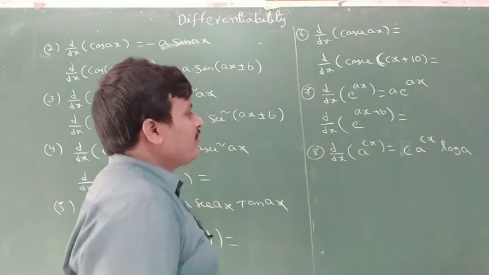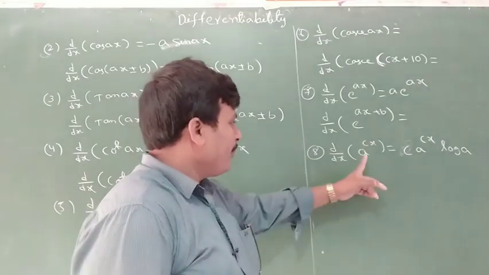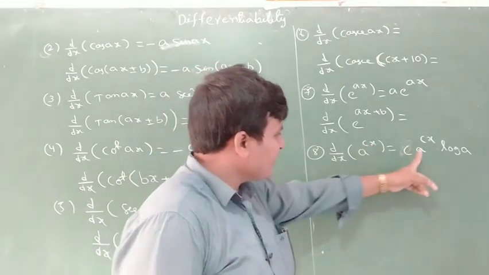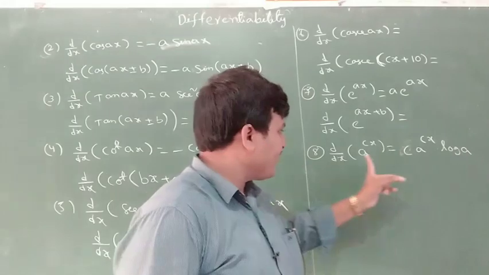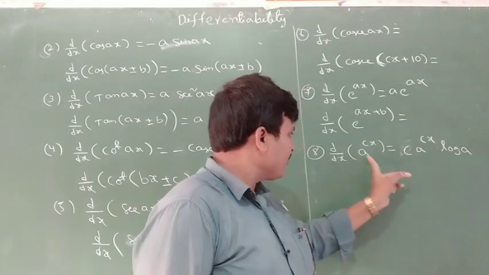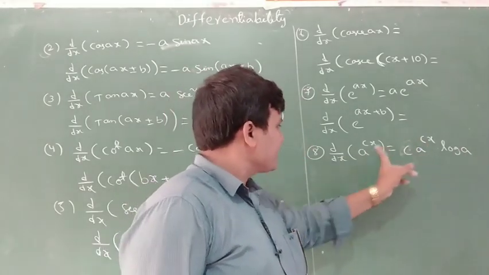What is the formula for a power x? The derivative of a power x is a power x into log a, with base. And again, the derivative of cx is c.